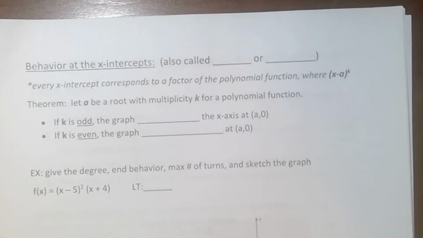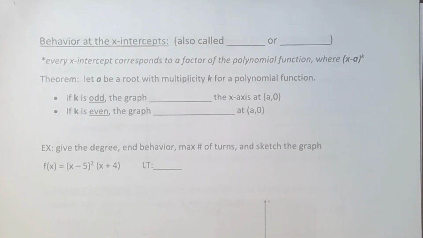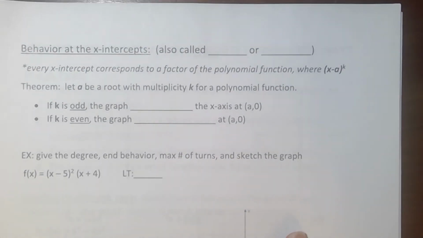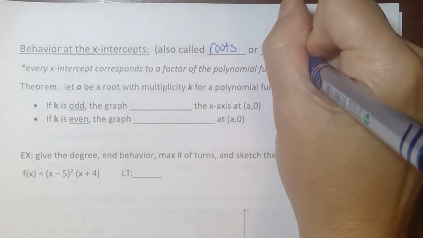The next major thing that we're going to focus on in this section is behavior at the x-intercepts. Now, just to be clear, there are two different types of behaviors in polynomial functions that we're focusing on. We can focus on end behavior, that's what we just talked about, or we focus on behavior at the x-intercepts. Those squiggles in the middle, the hills and valleys, those are the x-intercepts. Remember, I've mentioned before, our x-intercepts can also be called roots or zeros of the function.